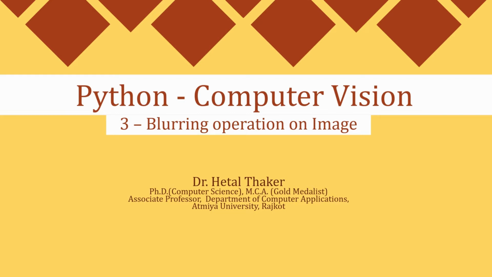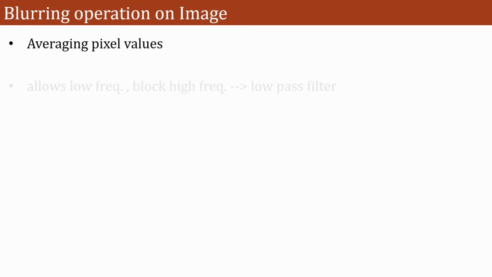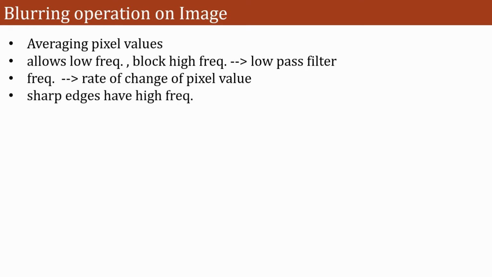In this video tutorial we will see the blurring operation on an image. Blurring is basically an averaging of the pixel values. The blurring operation is also known as a low pass filter. The reason behind it is that it allows the low frequency values, whereas at the same time it blocks the higher frequency values. What is frequency? A frequency is a rate of change of pixel value.